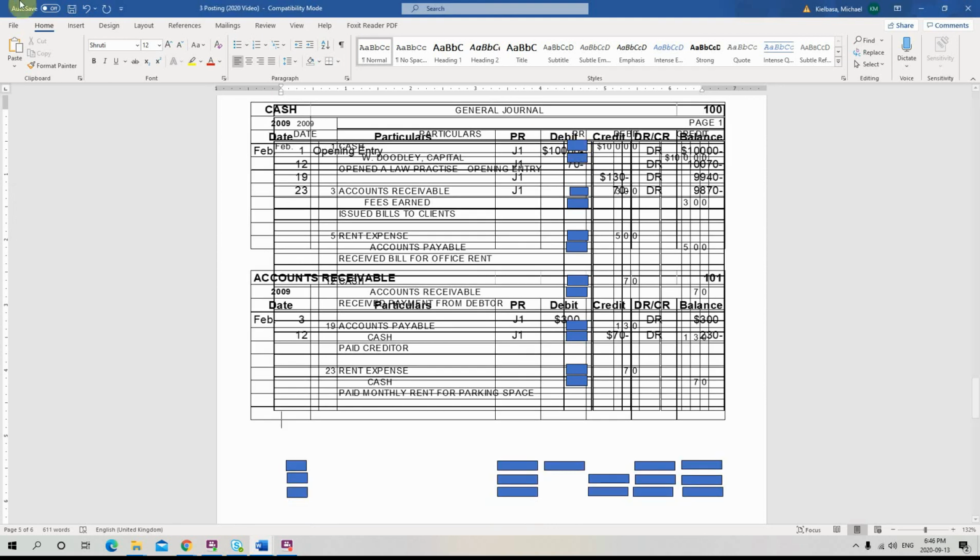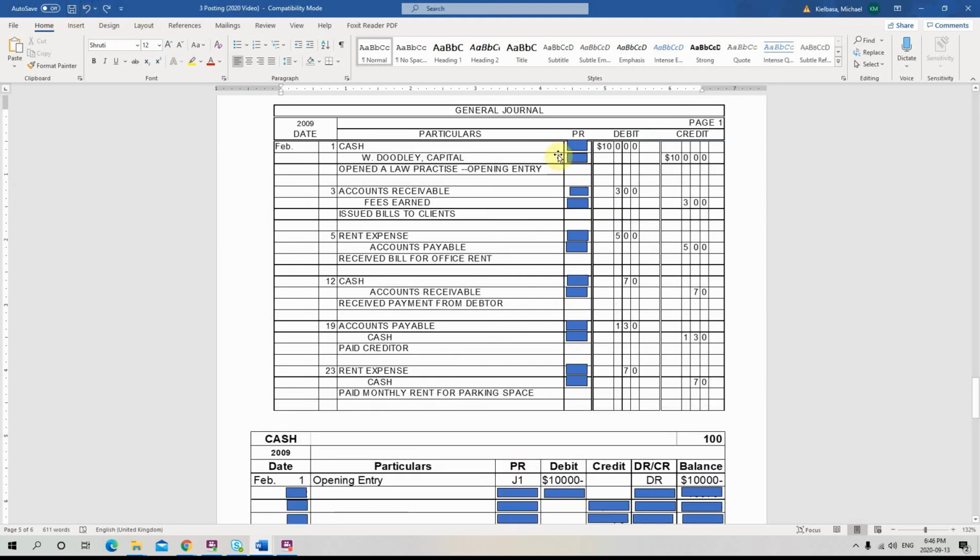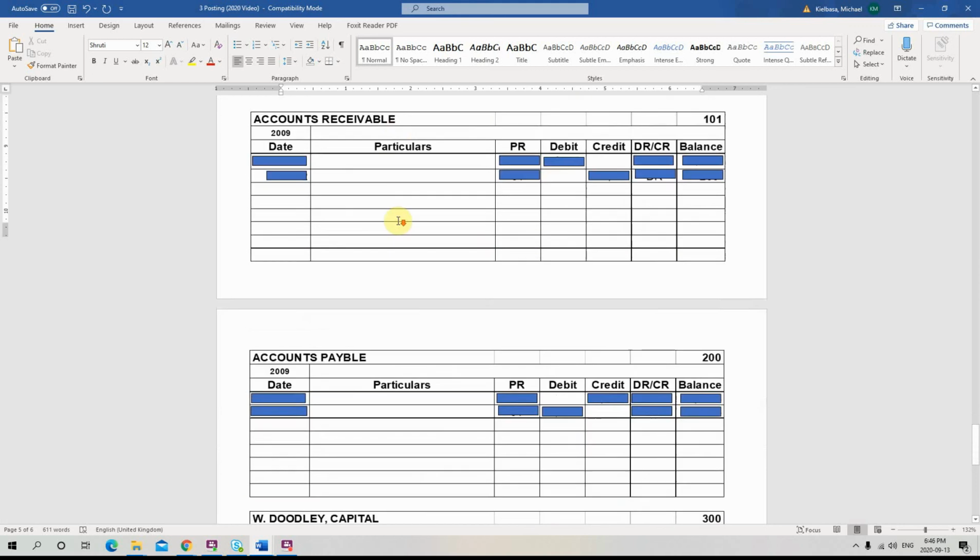Oh, my apologies. All right, so we posted to account number 100. So that one's done. Next one is February 1st. We credit the capital account for $10,000. So we find the capital account.